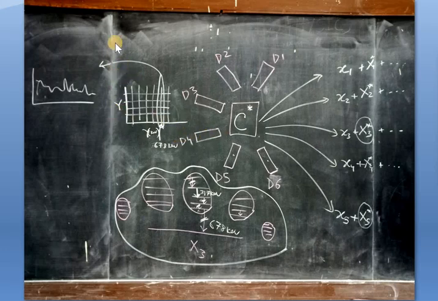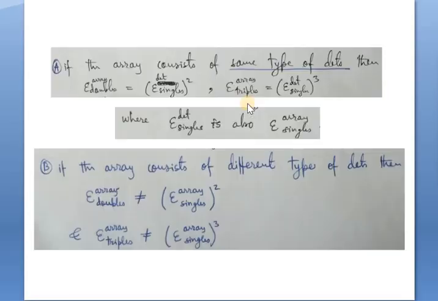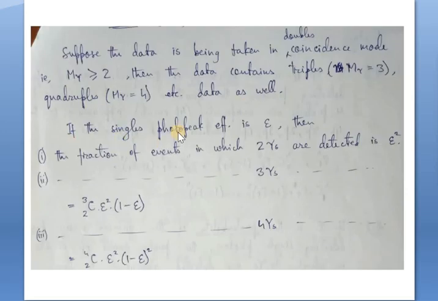Now when we are doing a gamma gamma matrix, it will contain information about both double coincidences as well as triple, 4 and 5 coincidences. All the data will be here. I will show you a very nice example of this gamma gamma coincidence later on. So you see, even if we take data in doubles mode, there will be data of triples, quadruples and higher fold events as well. If the singles photopeak efficiency is epsilon, then the fraction of events in which two gammas are detected is simply epsilon squared. However, do note that the fraction of events in which three gammas are detected is 3C2 epsilon squared into 1 minus epsilon.